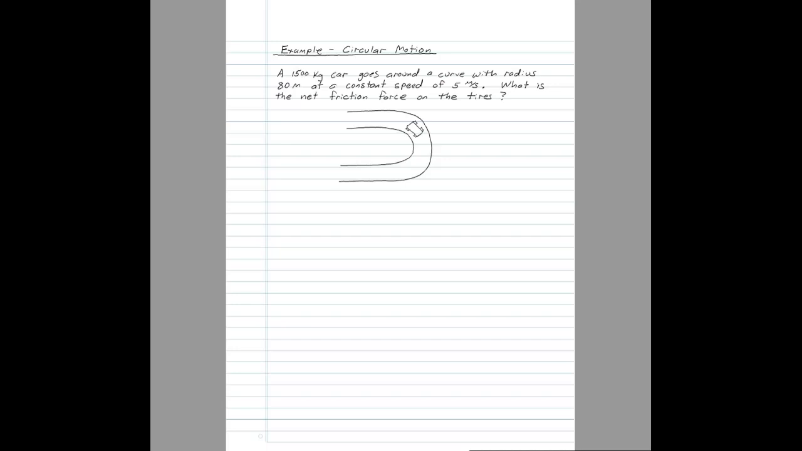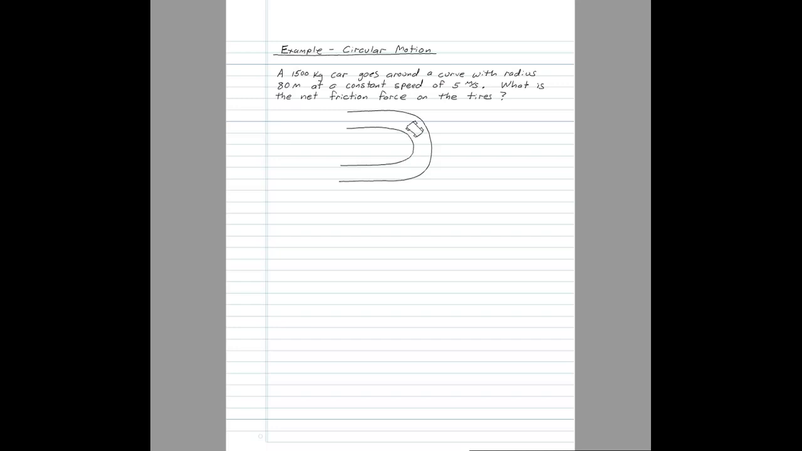So this is an example problem dealing with circular motion. In this problem we have a 1,500 kilogram car going around a curve, and the curve has a radius of 80 meters, and the car has a constant speed of 5 meters per second. And we want to find out the net friction force on the car's tires. So what kind of force would allow the car to curve at that speed?